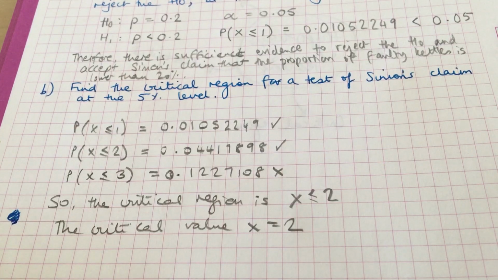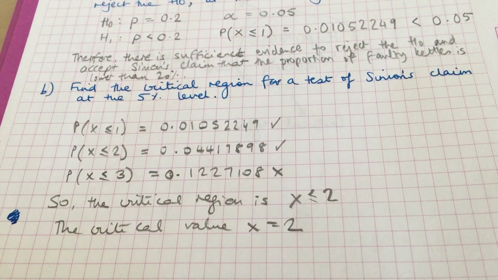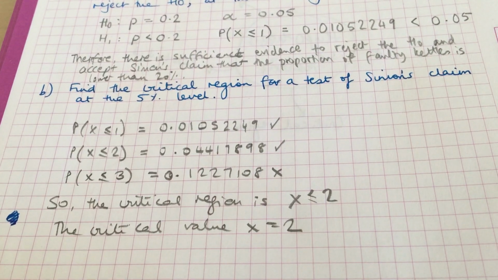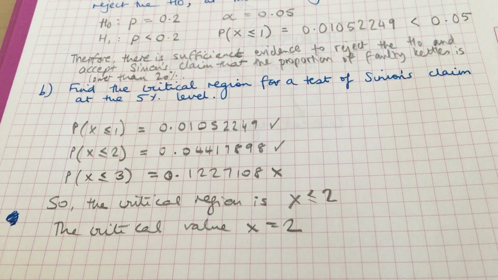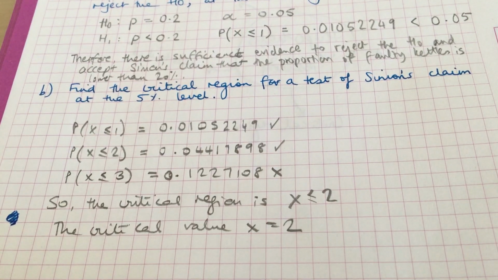Okay, so that's how we do the critical region questions. We go through our table or we go through our calculator and we find what set of values would allow us to reject our null hypothesis.